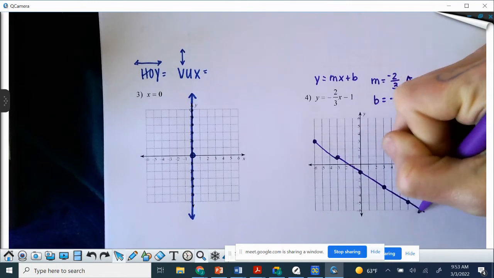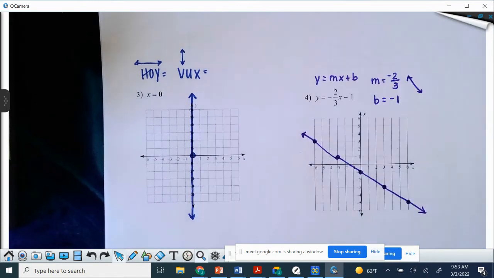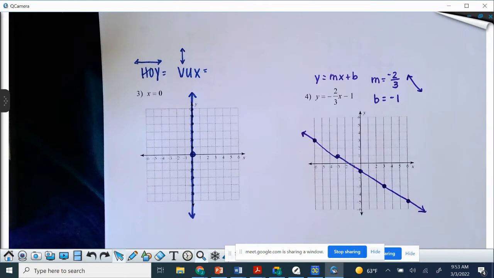Sorry, guys. I looked up, saw some things going on the computer screen. So make sure it's a little straighter than that so it does look like one continuous line. So that's graphing when in slope-intercept form.